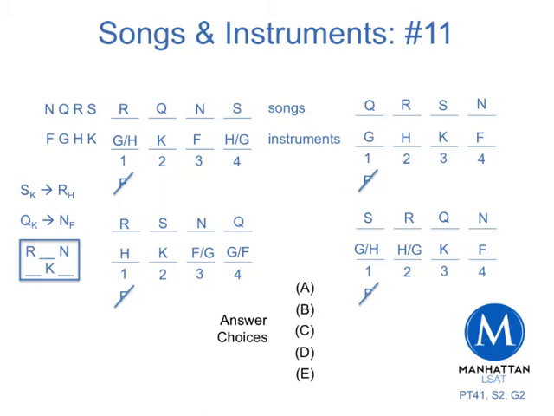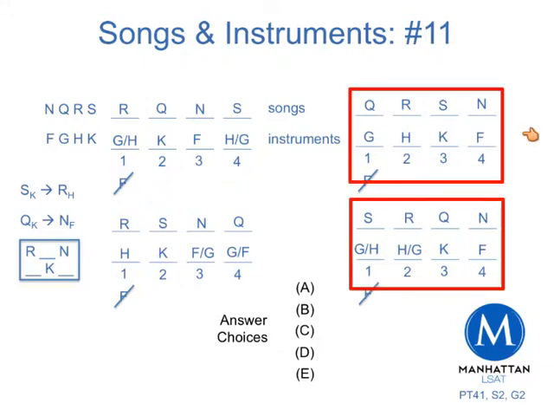Question 11 narrows the scope of our search a little bit. It tells us that R is going to be the second song performed. What I'd like you to do is pause the recording and see if you can figure out which of the four frames we should be looking at. If you identified the top right and bottom right game boards, great work.